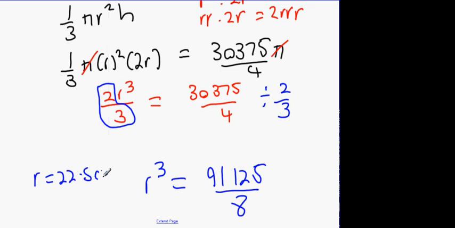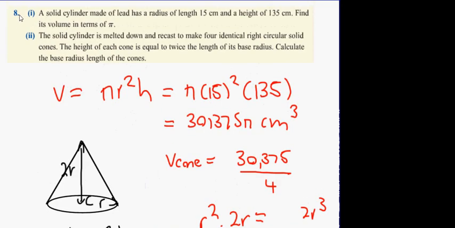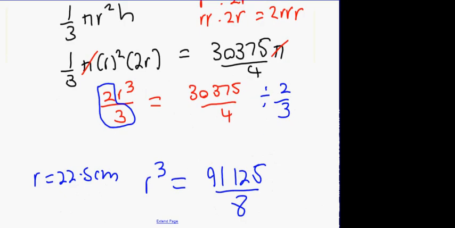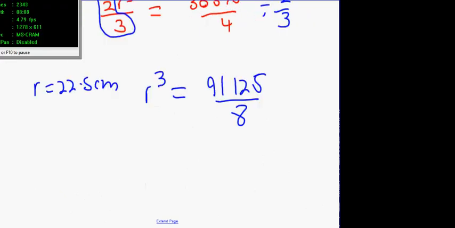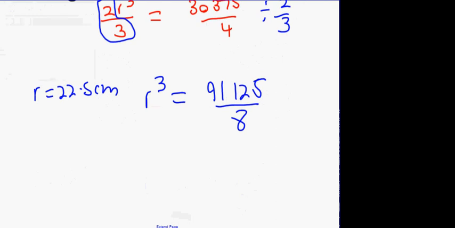At the end of such a big question, what you're going to do is reread the start of the question, make sure you've answered everything. We've answered, calculate the base radius length of the cones. We only had to find the radius, and that's what we did. Now, guys, we're asked how do we go about checking our answer.